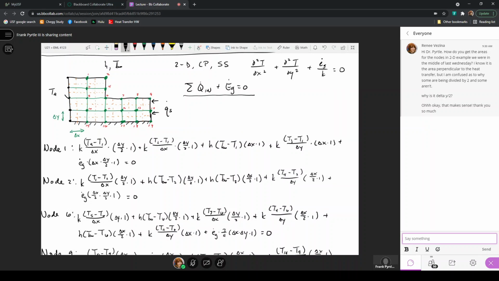And heat transfers from higher temperatures to lower temperatures. So the heat would have to move to the left and upward. So for this node at the bottom right, qualitatively, I don't know what the temperature is, but I know that this should be the highest temperature in the system.